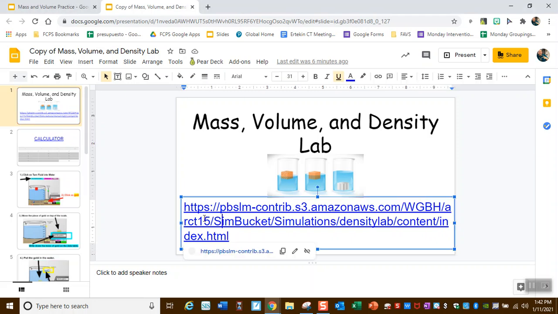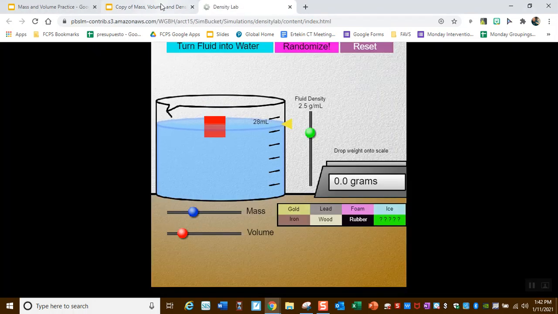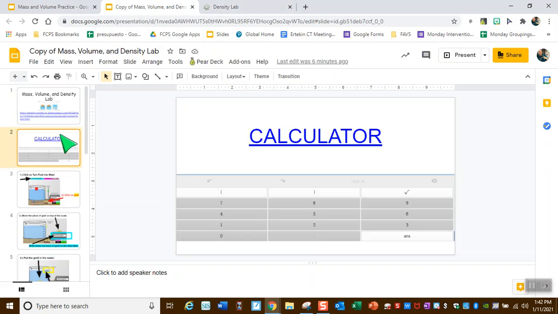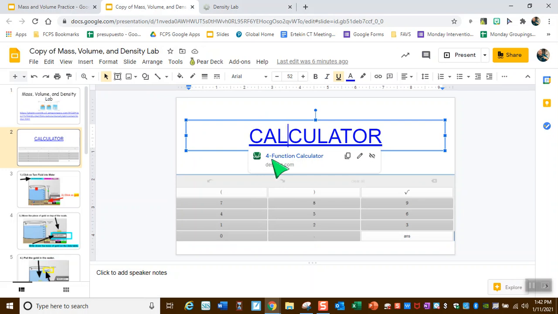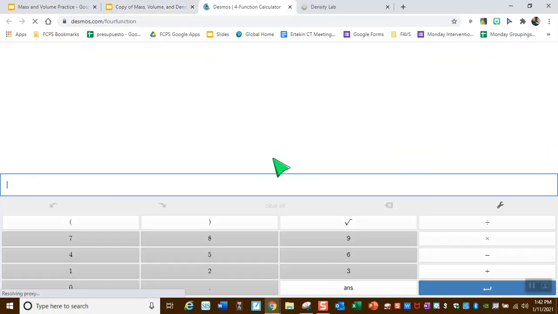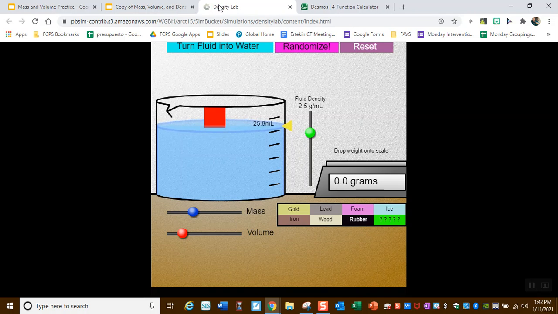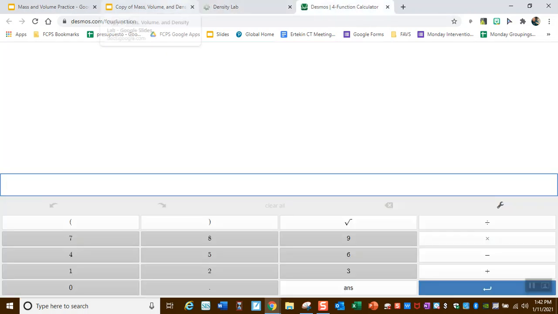So first, click on this link to open the experiment. You need a calculator. Please click here if you need a calculator. Or you can use your phone.